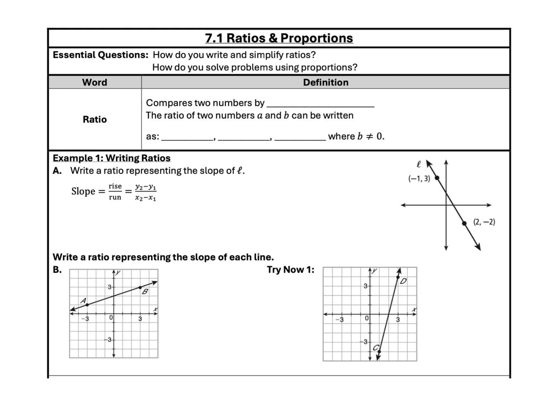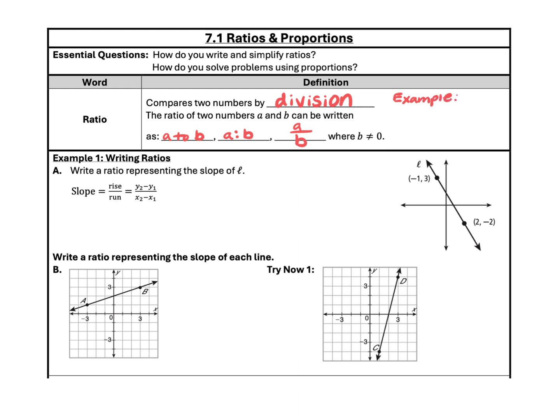Let's start with some vocabulary here. A ratio just compares two numbers by division. The ratio of two numbers A and B can be written in three different ways. It can be written as A to B, A colon B, or A over B. And all of these are the same. They're just different ways to express the ratio, but they all represent the same ratio.